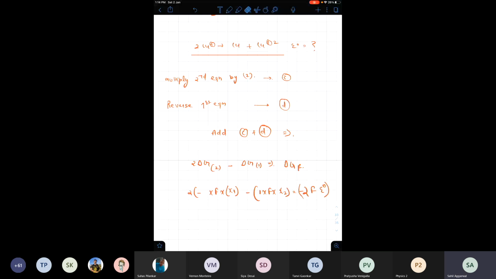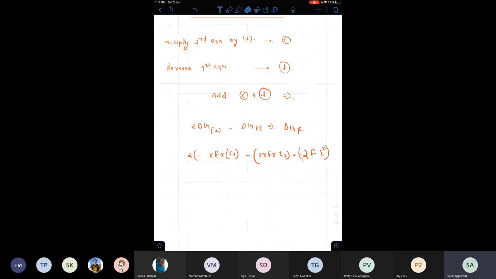For the first equation, it was 2. Yes, I wrote it upside down above. F, F and F will get cancelled out. Minus 2x1 plus 2x2 is equals to minus 2e naught. 2, 2, 2 will get cancelled. E naught will be equals to x2 minus x1.